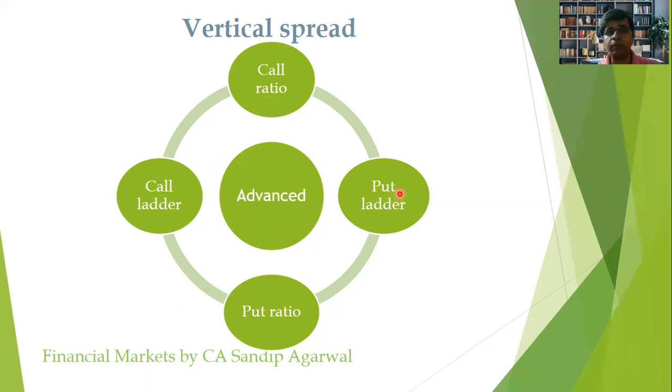Similarly, the put ratio spread and the put ladder are a variation of the bear put spread. Again, this bear put spread I have covered in detail in video number 4 under the options basics, which you can refer to for a detailed explanation. So basically these 4 strategies which we will discuss in this video are a variation of the bull call spread and the bear put spread. We will explain each of these 4 strategies by way of an example and the payoff graph in the upcoming slides in this video.